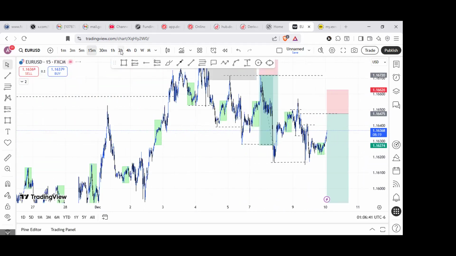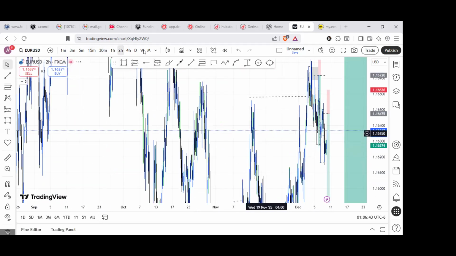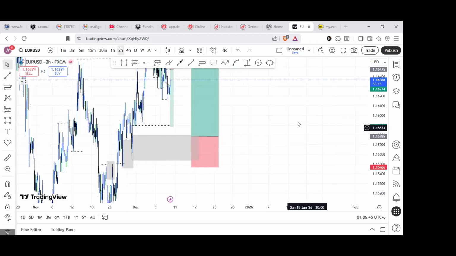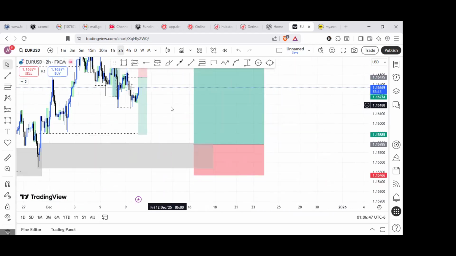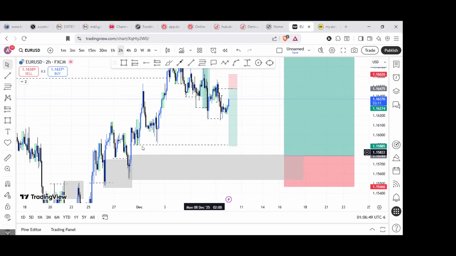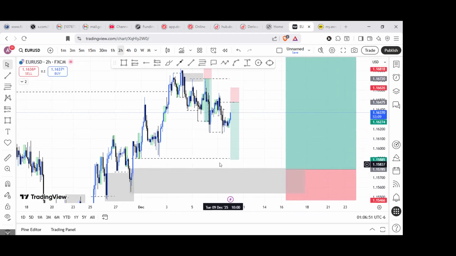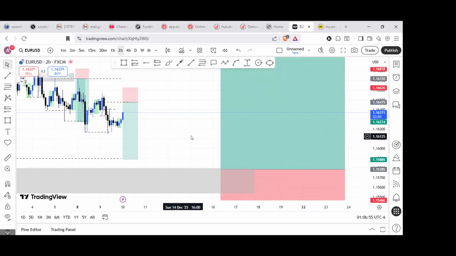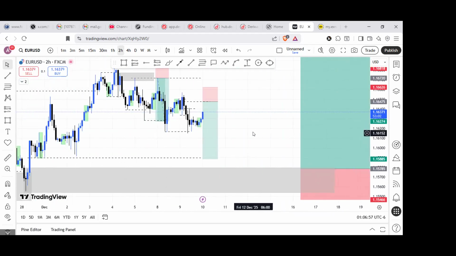Now, I'm going to be looking to hold the trade all the way till down here because I'm expecting Euro USD to get here. So I'll look to hold this trade all the way down here. So let's see how it goes, guys. I'll give you guys an update later and let's see how this trade played out.